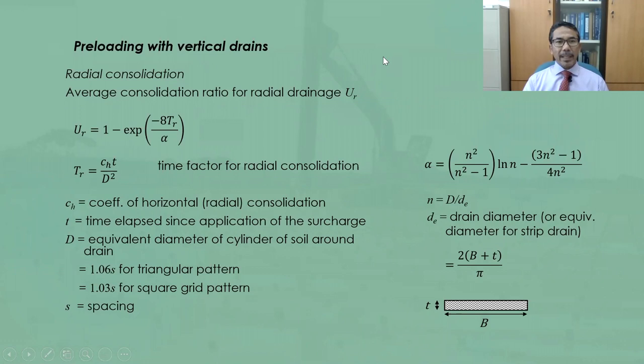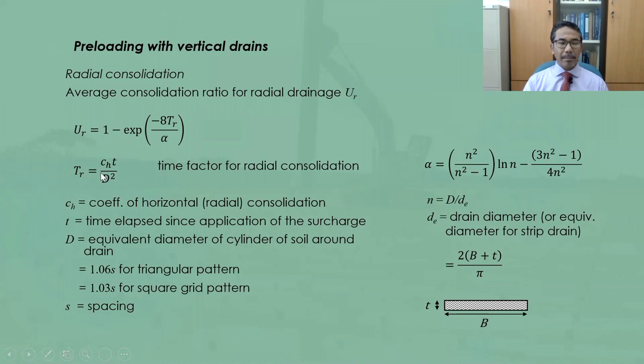Now let's take a look at radial consolidation. There are several equations that we have to refer to. For example, here the average consolidation ratio for radial drainage, u sub r. Previously, in the case of one-dimensional vertical consolidation, we had a degree of consolidation given as u sub v. In this case, u sub r, r represents radial. So u sub r here is expressed as 1 minus exponential of minus 8 multiplied by t sub r divided by alpha, where t sub r here is the time factor for radial consolidation expressed as c sub h multiplied by t divided by D squared.